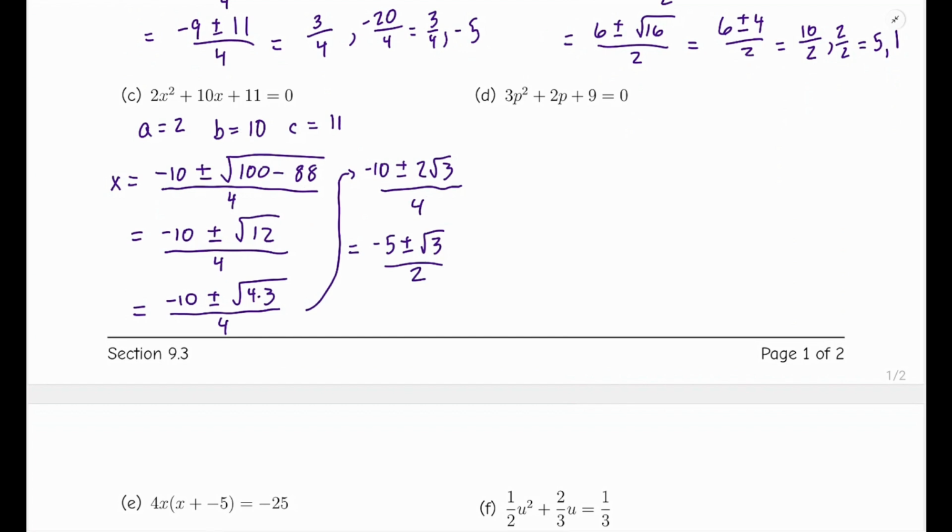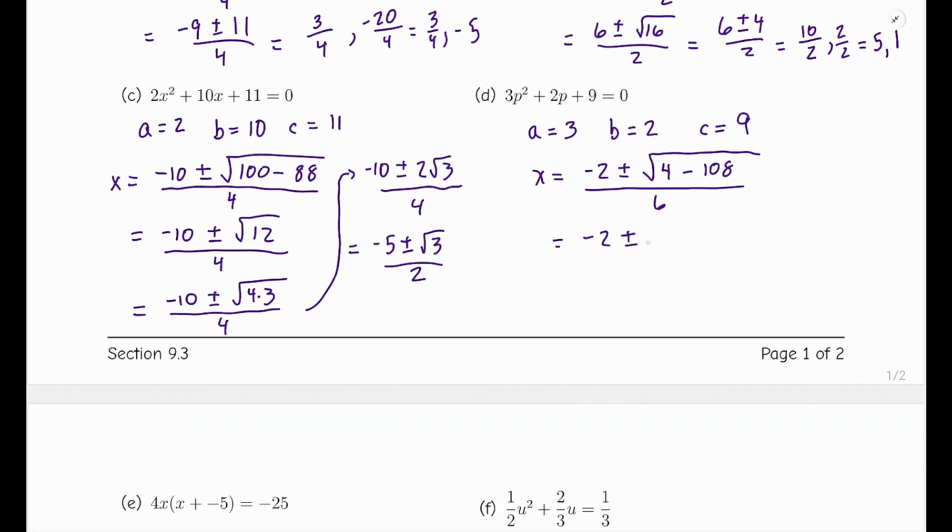Part D. A is equal to 3, b is equal to 2, and c is equal to 9. So we get x is equal to negative b, so negative 2, plus or minus the square root of b squared, which is 4, minus 4 times a times c, which is 108, all over 2 times a, which is 6. So we get negative 2 plus or minus the square root of negative 104, all over 6.